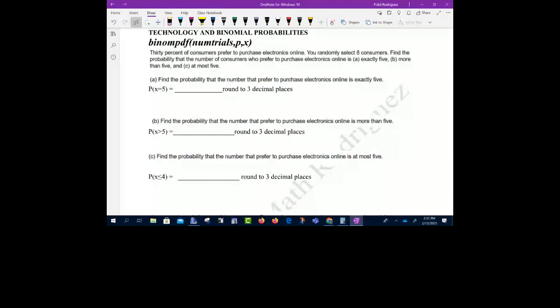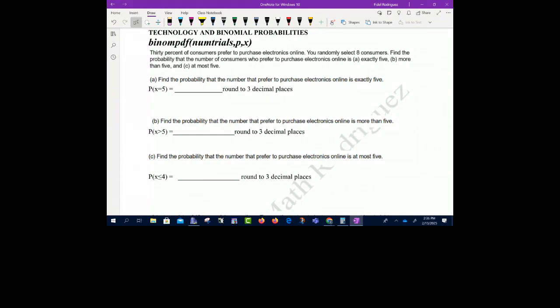So I'm going to show you guys how we can do that on this next question here. We can still use the regular formula, but the calculator has a shortcut for this. So let's take a look and see if we can figure this thing out. It says 30% of consumers prefer to purchase their electronics online. We randomly select 8 consumers. Find the probability that the number of consumers who prefer to purchase their electronics online is A, exactly 5, and we'll go through each of them as we go down.